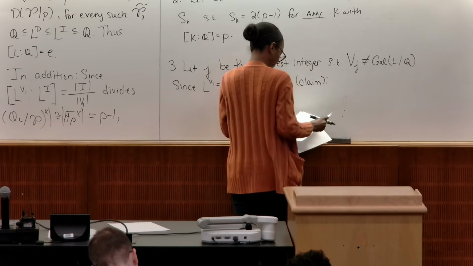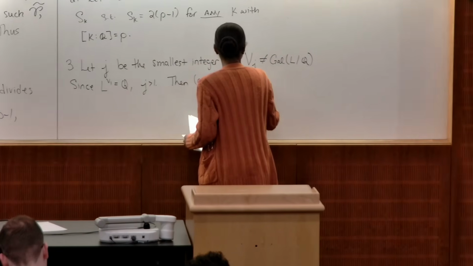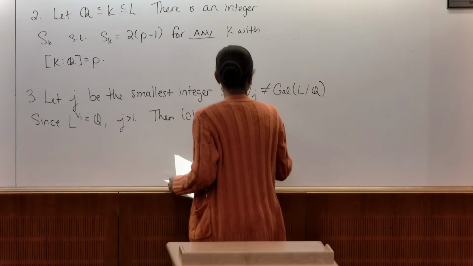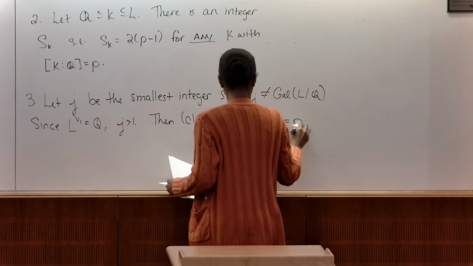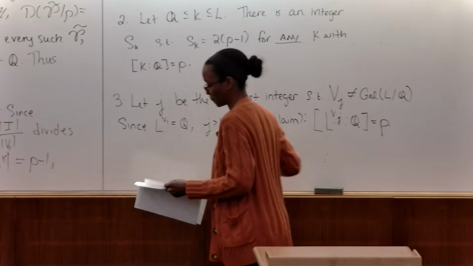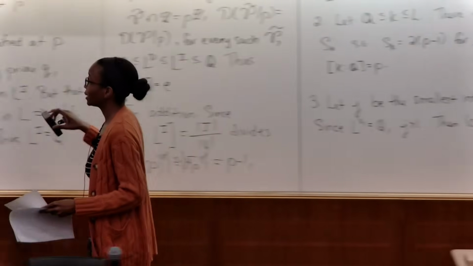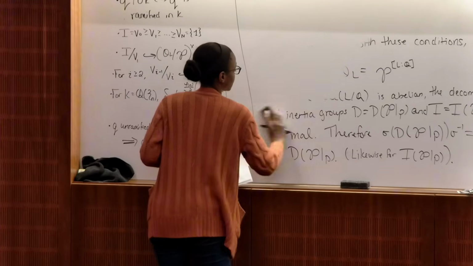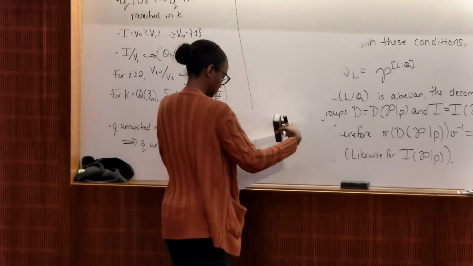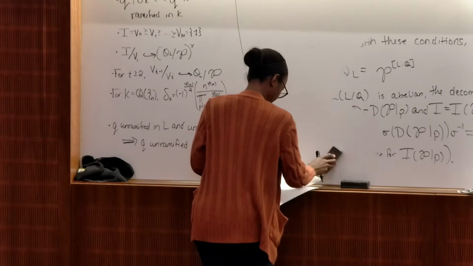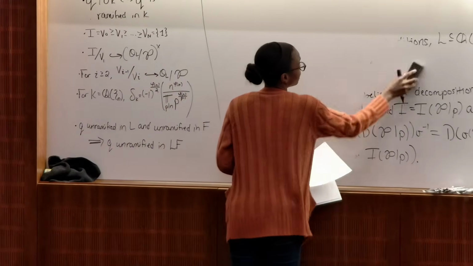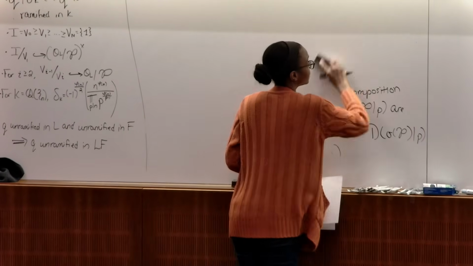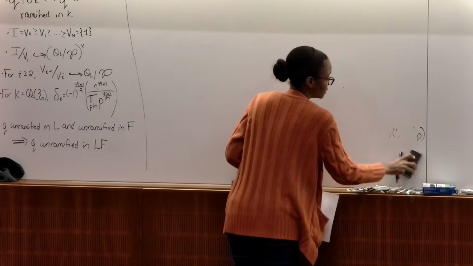I claim that the degree of this extension is p. Why is this true? Well, if I want to know the degree of this extension, it helps if I can say something about some of these subgroups of the Galois group that we're encountering. So I'm going to choose the right one that allows me to argue that the extension is degree p.